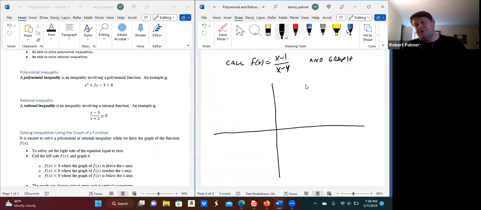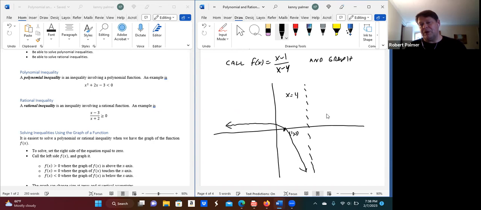So this vertical asymptote is at x equals +4. Then we have a 0 here at (1, 0). So our graph comes up and goes through our 0, goes on forever in that direction and this direction. And here, it looks something like this.